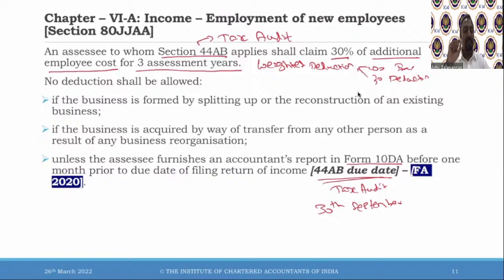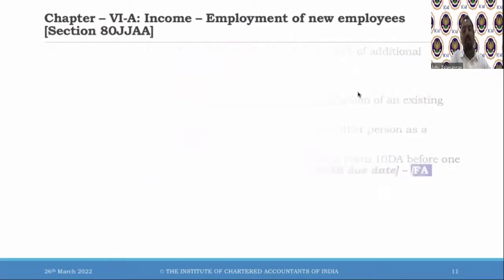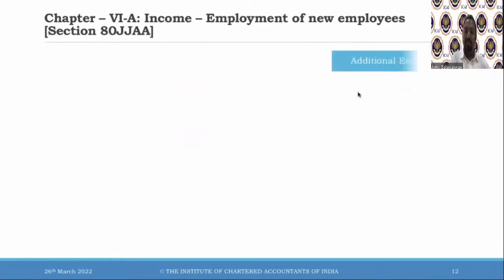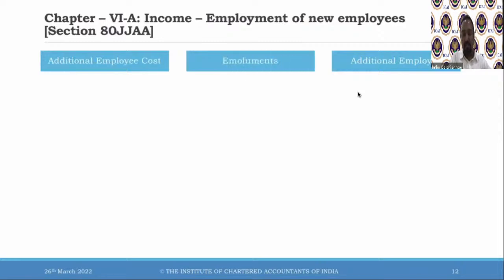And we said persons claiming such business should not be formed by splitting up, reconstruction, or transfer. To claim this deduction, they must file this form 10DA before the due date specified in section 44AB, that is, 1 month prior to the due date of return filing. Now one of the questions we checked here is, what is this additional employee cost? So we wanted to understand that, and that is what we are going to discuss here.